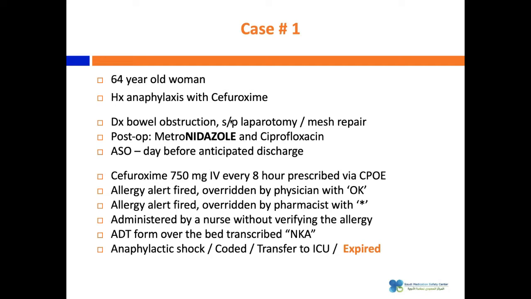It was mentioned on the top of the page that the patient is allergic to cefuroxime, but there was no specification of the type of allergy. So two nurses double checked and they gave the medication. The medication was administered to the patient. The patient coded, had anaphylactic shock, was transferred to ICU, and then the patient expired. So the patient died due to this error.